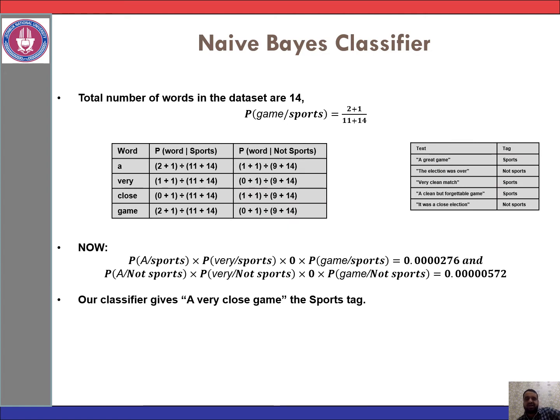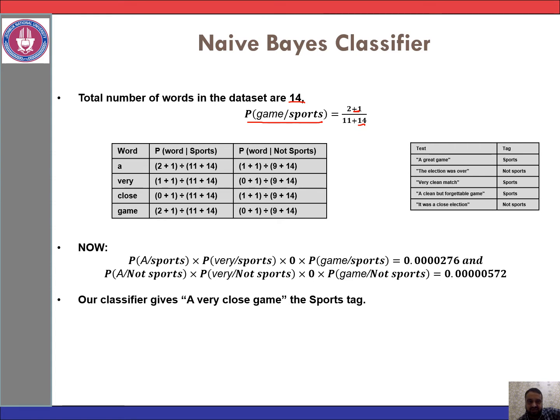So here, when we count the total number of words in our data set, they are 14. Following the Laplace smoothing approach, we can now calculate the probability of game given the tag is sports, which is equal to 2 plus 1. This 1 is smoothing, and this 14 is the normalization factor. So now the probability is 3 divided by 25. The rest of the likelihood probabilities for the other words are calculated in this table.